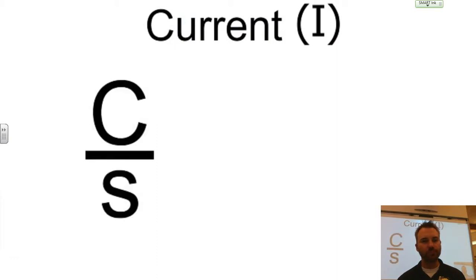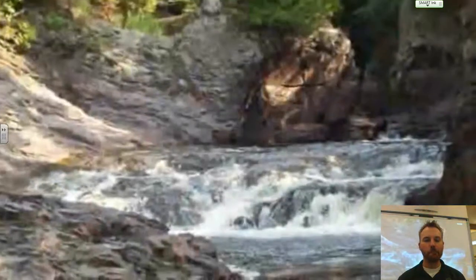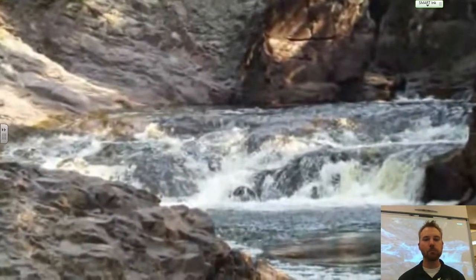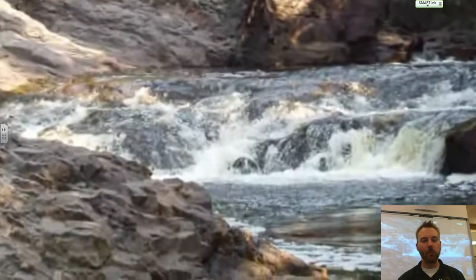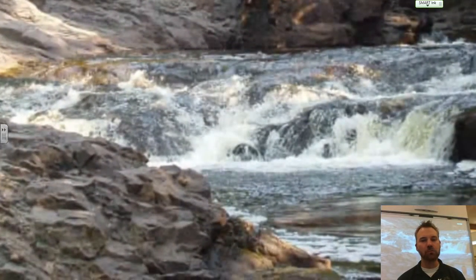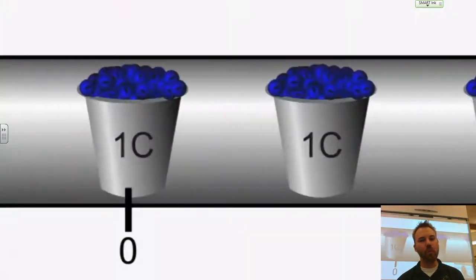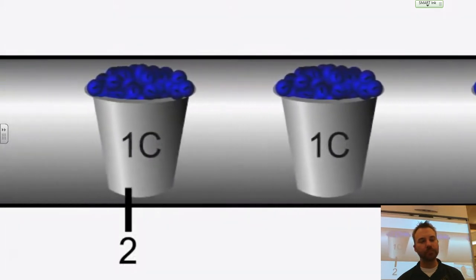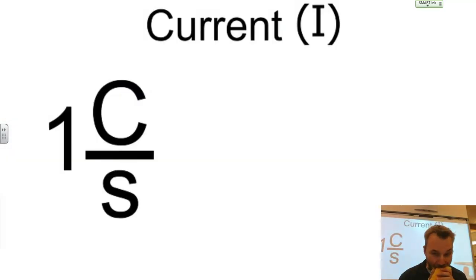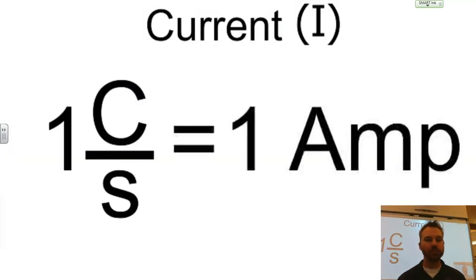point in a second. Just like in the river, we might measure the amount of water that's flowing past a point in the number of buckets of water that are passing a point in a second, say 15 buckets a second. In a wire, we'll count the number of coulombs that go past a point, and that is the value of current, say 3 coulombs per second. A coulomb per second is given a special name. That name is an amp.